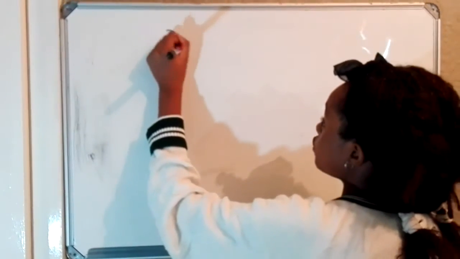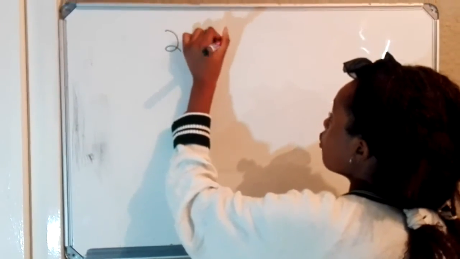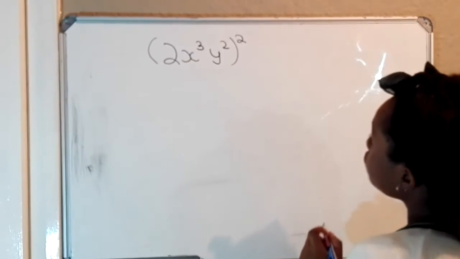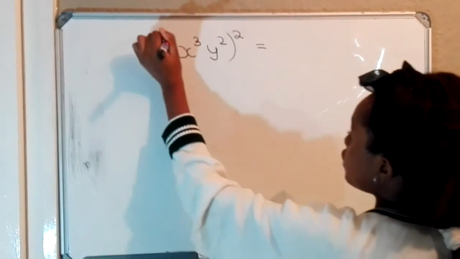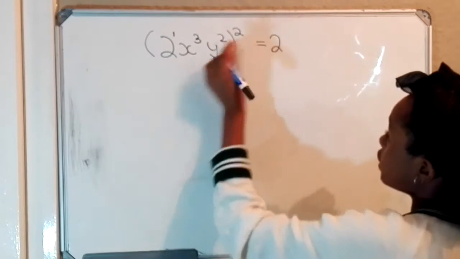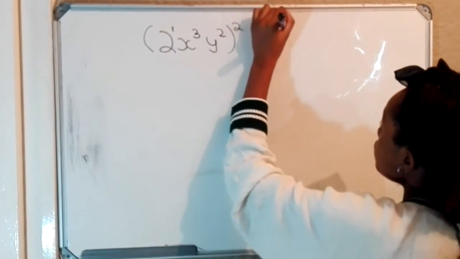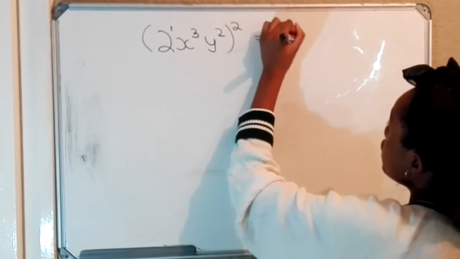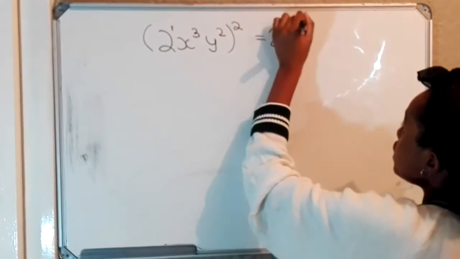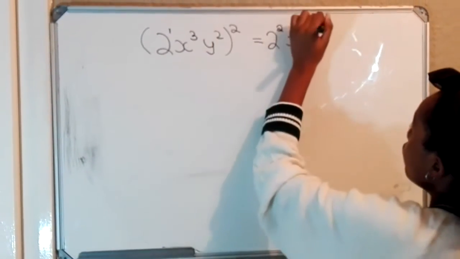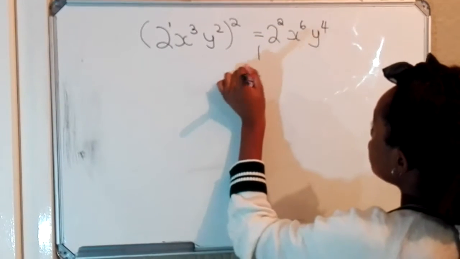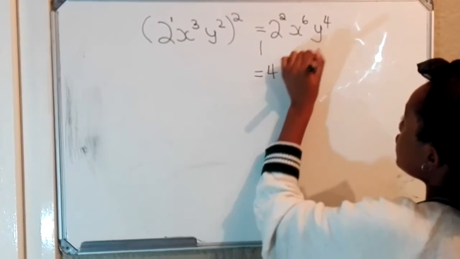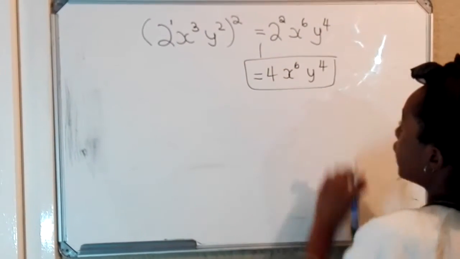Here's another one. Say we have 2x cubed, y squared, all of this raised to the power of 2, okay? So again, there's an invisible 1 over here, so everything in the brackets is going to be raised by 2. So 2 is going to be squared, and then remember with the variables, the exponents multiply, so for x, 3 times 2 is going to give you 6, and for y, 2 times 2 is going to give you 4, and then 2 squared is equal to 4, so you're left with 4x to the power of 6, y to the power of 4. So this is our final answer, okay?